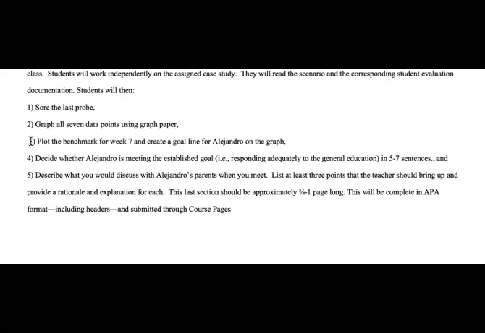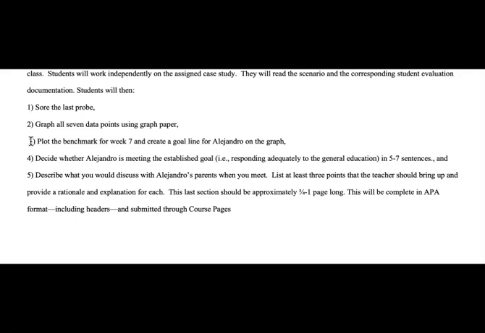You want to plot the benchmark for week 7, and then you want to create a goal line for Alejandro on that graph. Now, if you don't remember how to do that, please go back and watch the other video explaining RTI and how to establish goal lines for students. Then you want to decide whether Alejandro is meeting the established goal. Is he responding adequately to the general education in that Tier 1? And you want to do this in about 5 to 7 sentences.